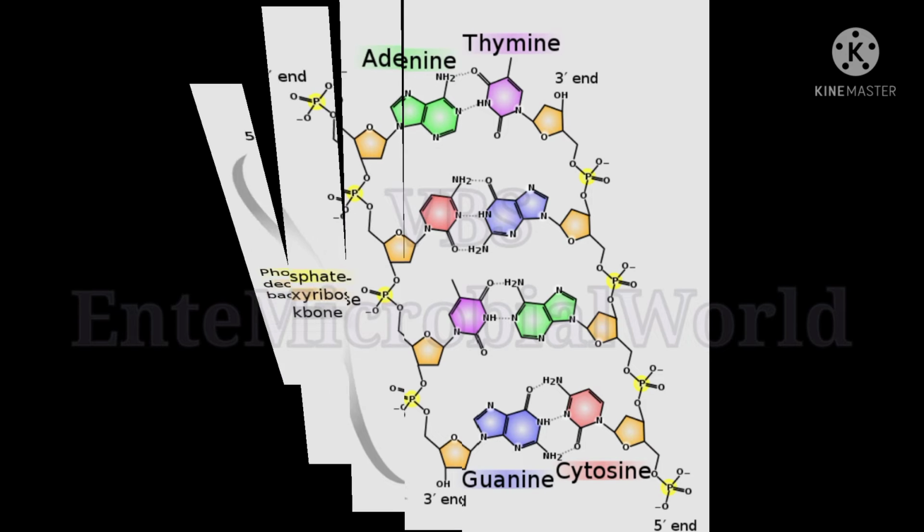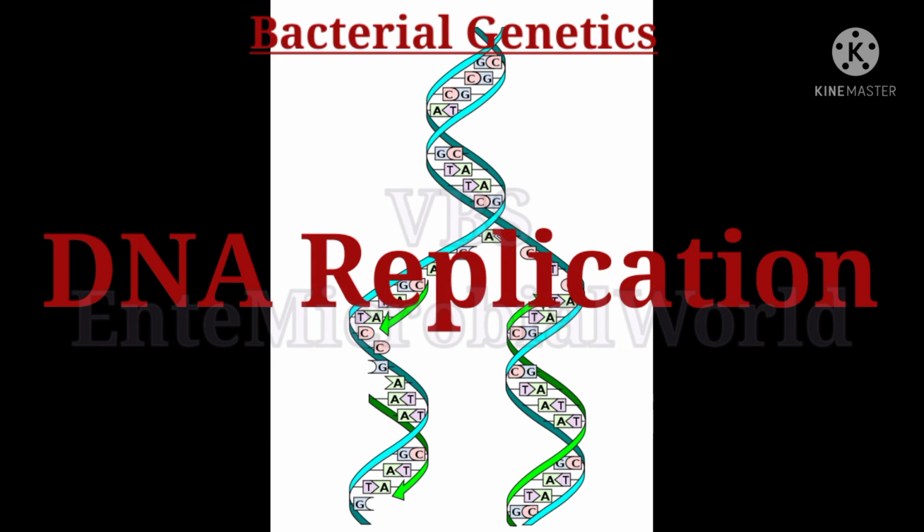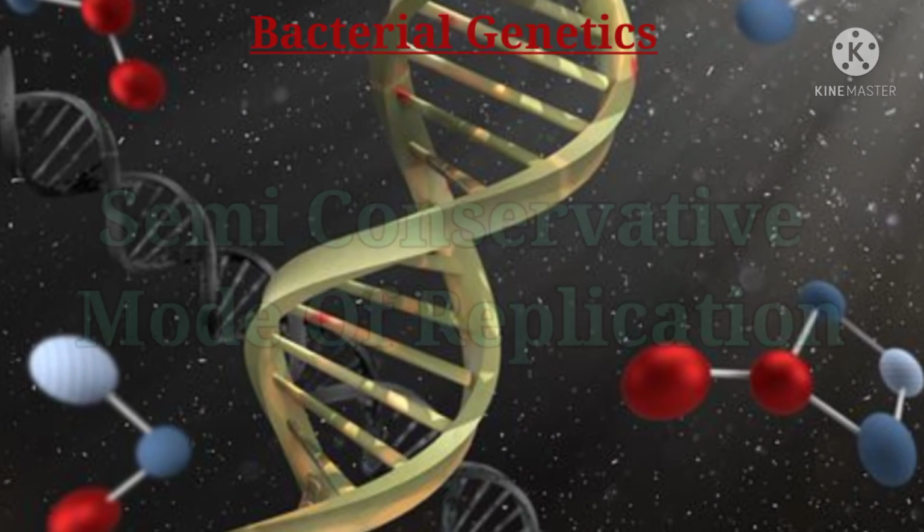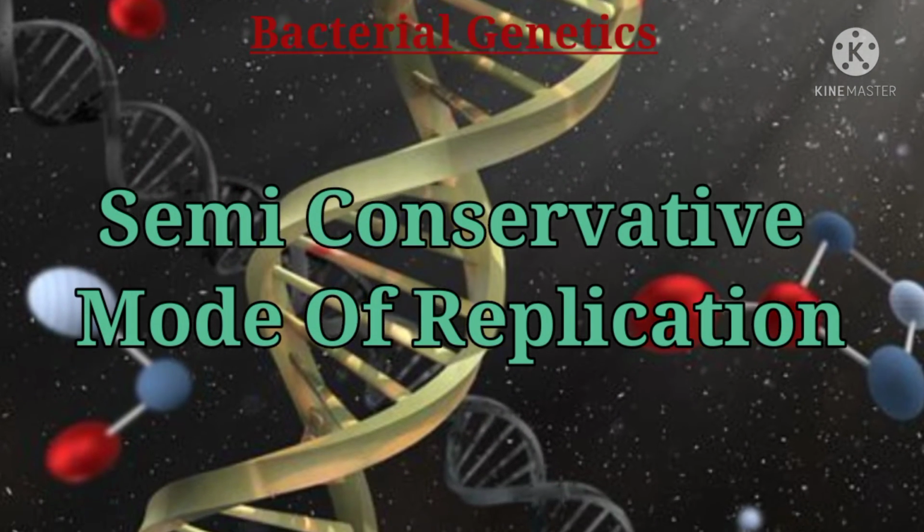Next, we are going to see about DNA replication. The DNA molecule replicates by first unwinding at one end to form a fork. Each strand of the fork acts as a template for the synthesis of a complementary strand, with which it then forms a double helix.